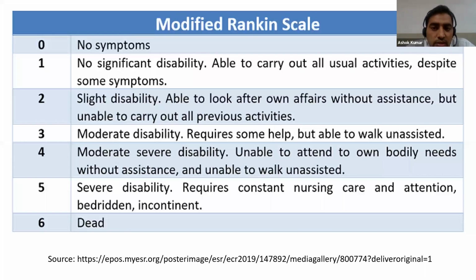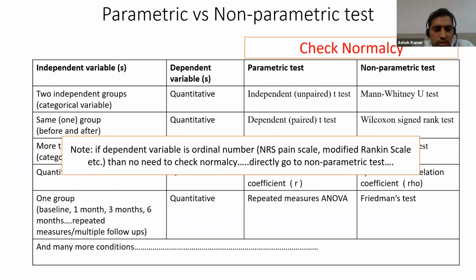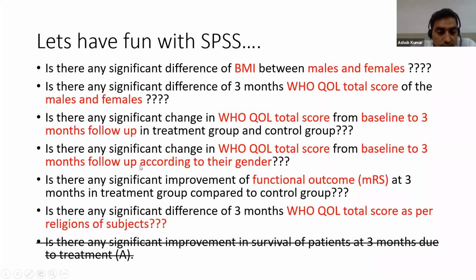Modified Rankin scale is an ordinal numerical scale, and then you have to follow this. If the dependent variable is an ordinal numerical scale like modified Rankin scale, no need to check normality, go directly to non-parametric test. So which non-parametric test do I have to decide? I have a treatment group. Is there any significant improvement of functional outcome at 3 months in treatment group compared to control group?